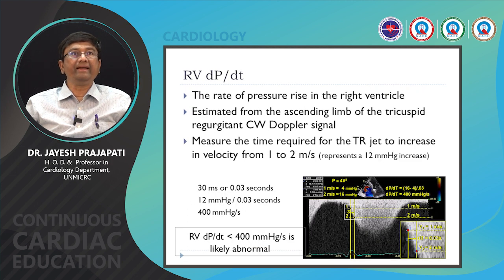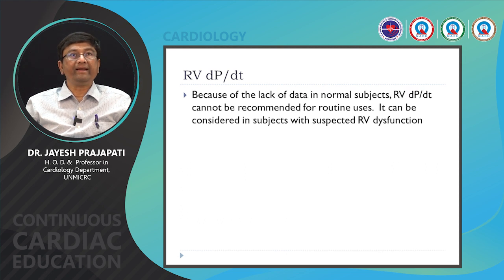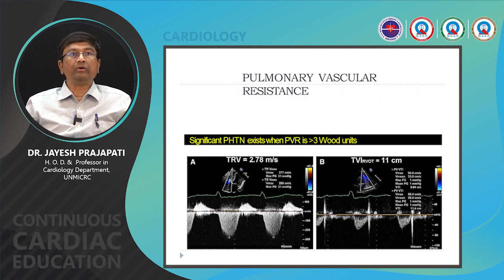Another is the RV dP/dt. That is also how we can calculate the rate of pressure rise in the RV. We have to put a cursor at the tricuspid TR level and look at the velocity from 1 meter per second to 2 meters per second. The time taken for the velocity to increase from 1 to 2, and the corresponding rise in mmHg, also provides a rough idea of the RV dP/dt. This is how we can measure the RV dP/dt, along with pulmonary vascular resistance, as I have told.